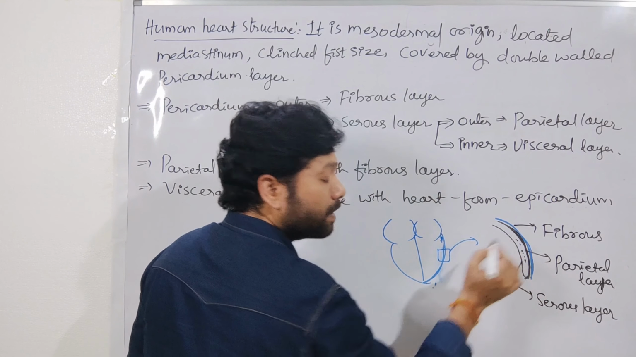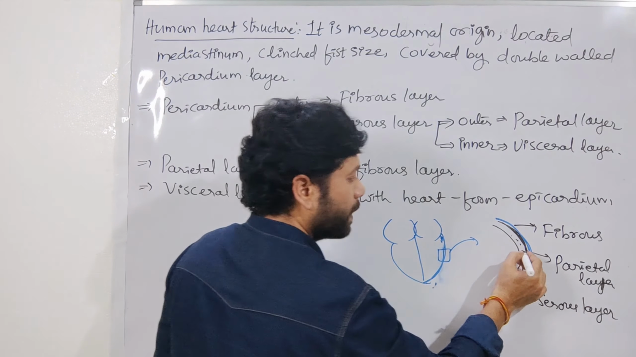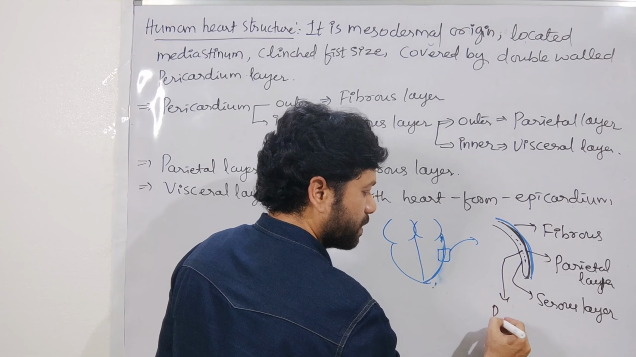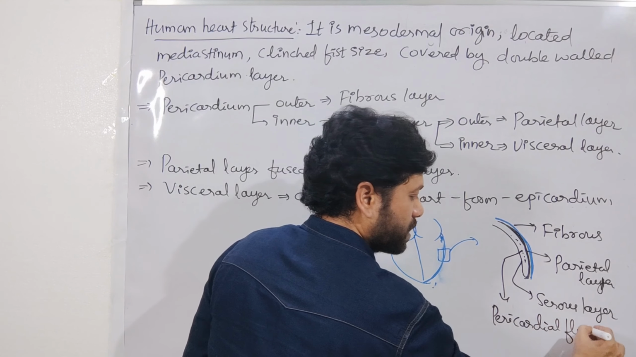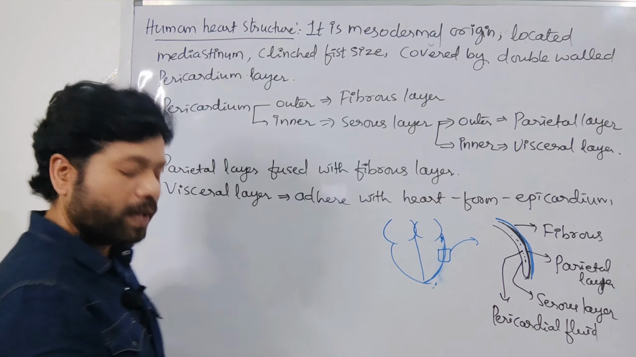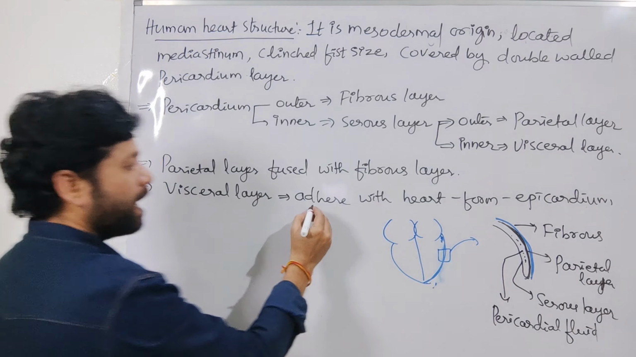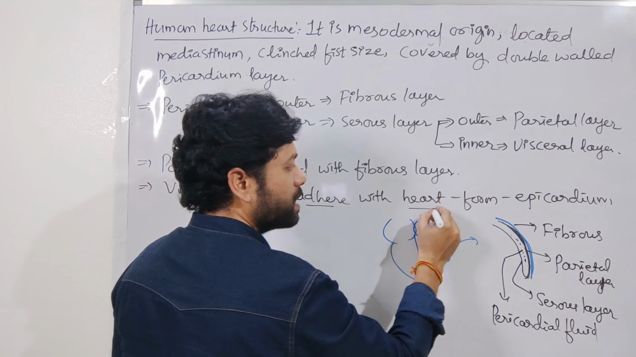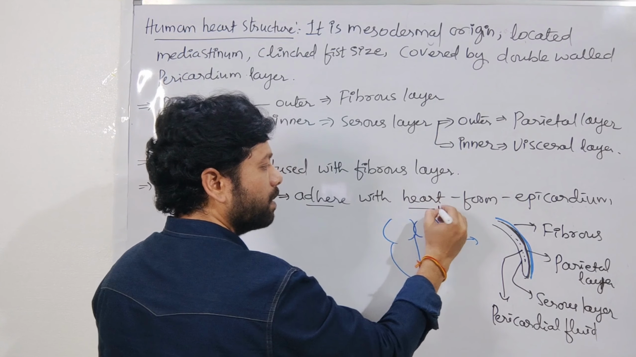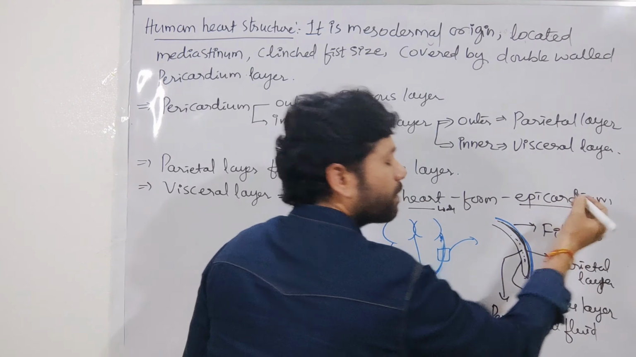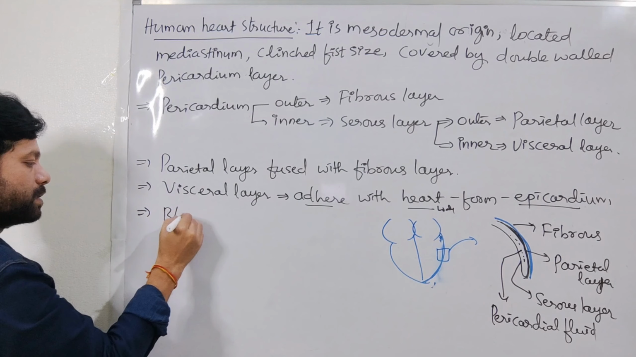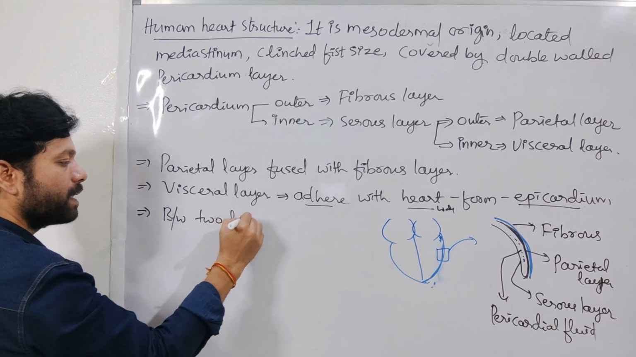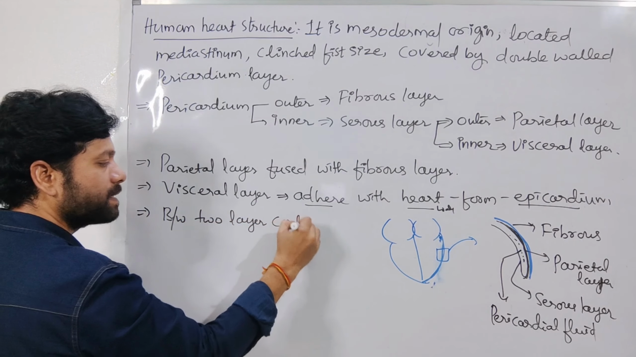Here between the parietal layer and the serous layer there is a space, and the space contains fluid. The fluid is known as pericardial fluid. It helps in free movement. It is adhered to the heart wall and forms the epicardium.